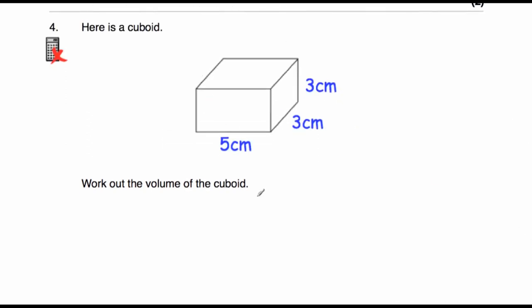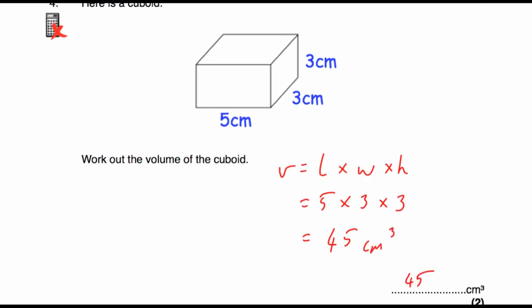Question number four. So here we've got a cuboid and it's got a length of 5, a width of 3, and a height of 3. So we've been asked to work out the volume. So the volume is equal to the length times the width times the height. So that's going to be 5 times 3 times 3. And this is a non-calculator question, so 5 times 3 is equal to 15, and 15 multiplied by 3 would be equal to 45. So the answer would be 45 centimeters cubed.